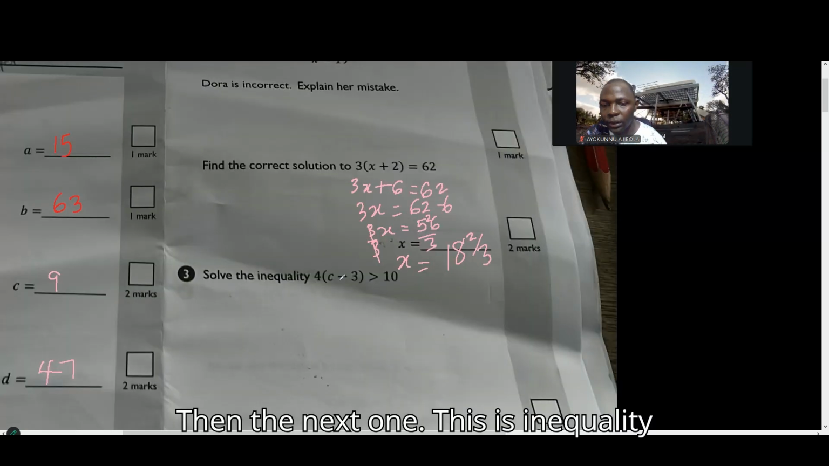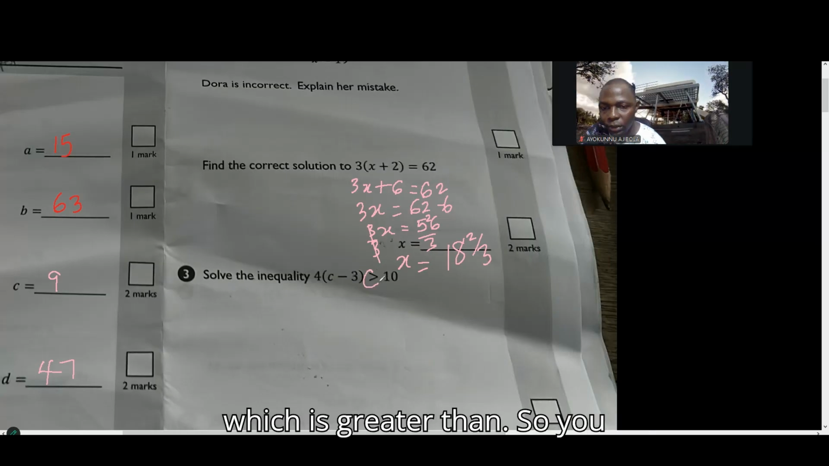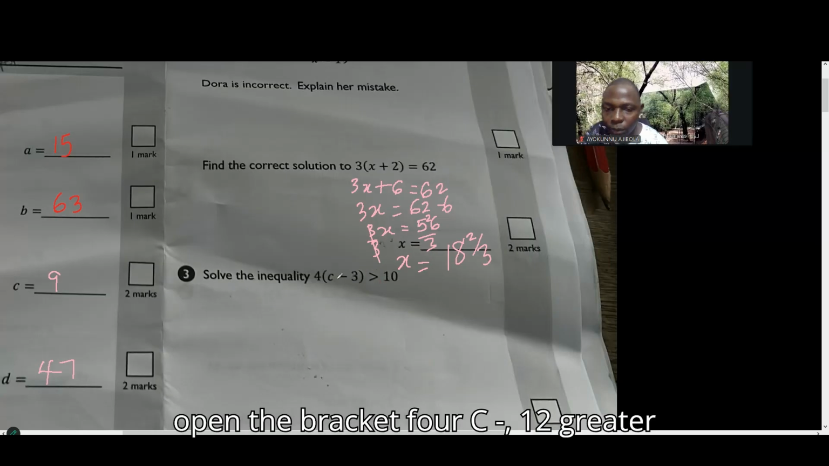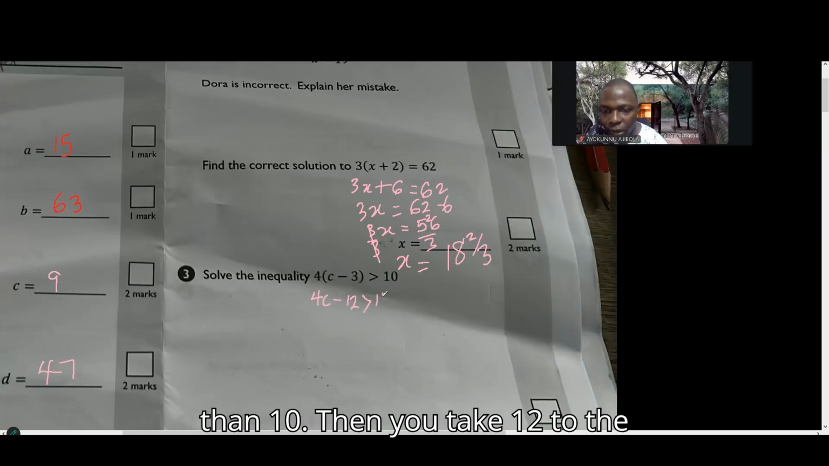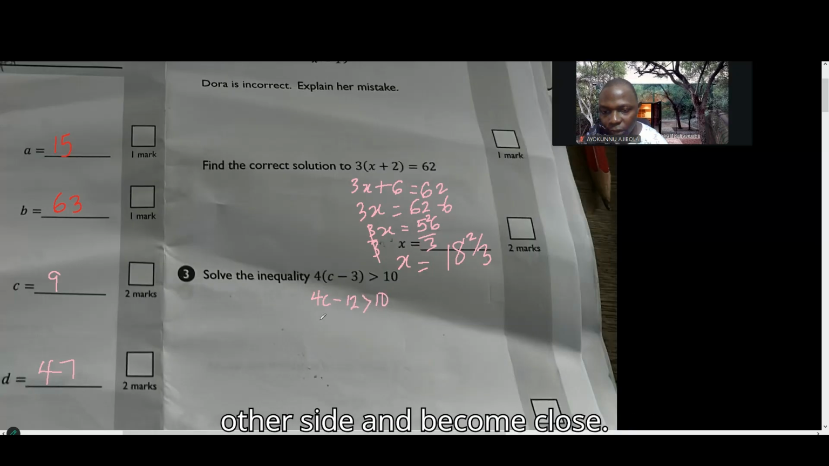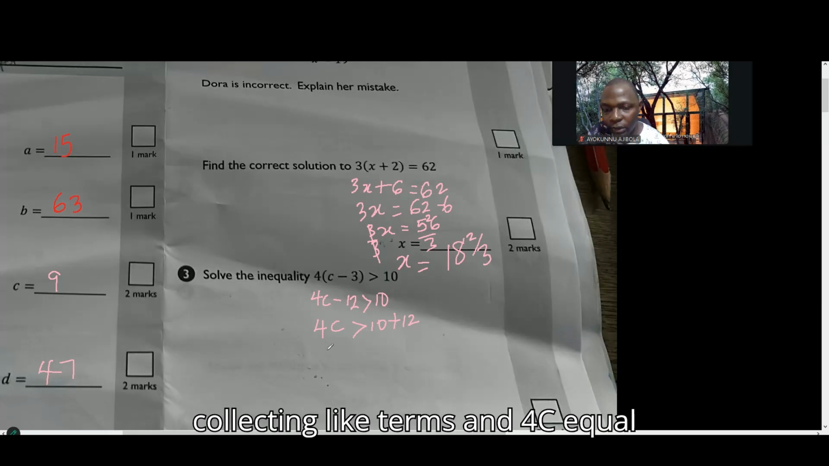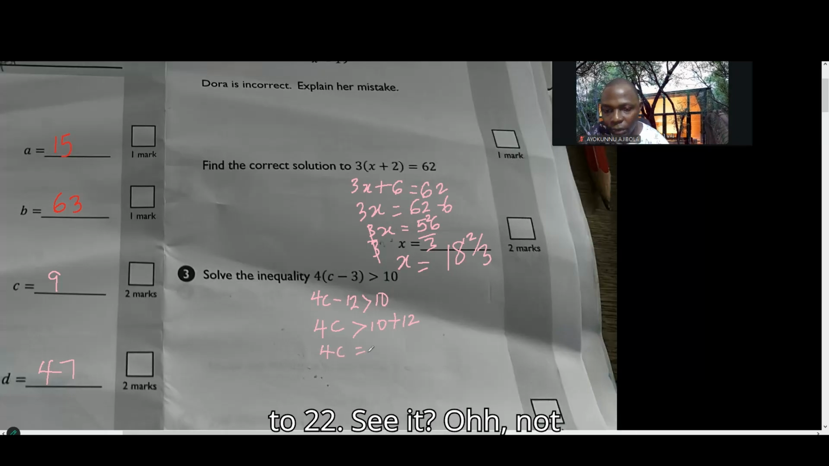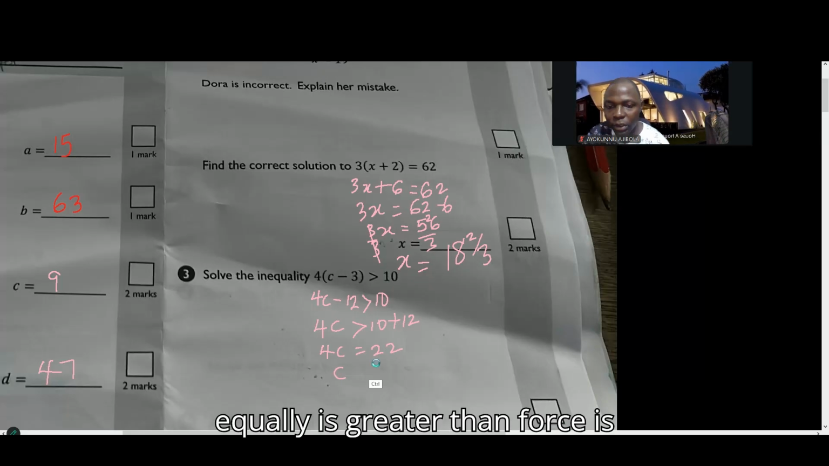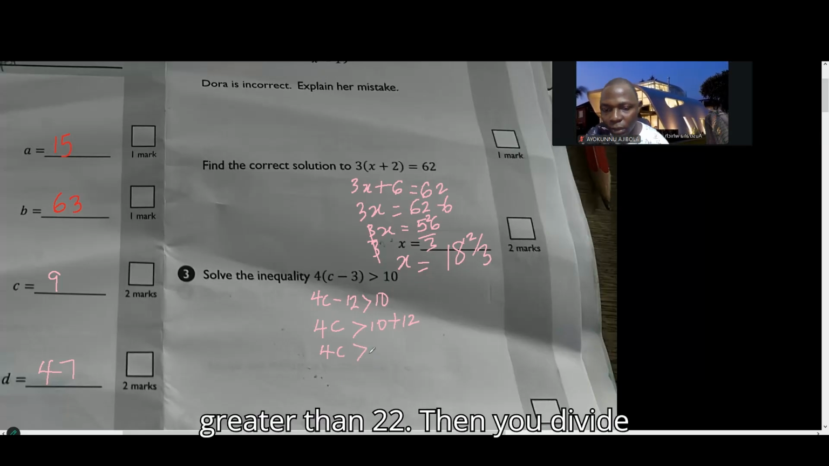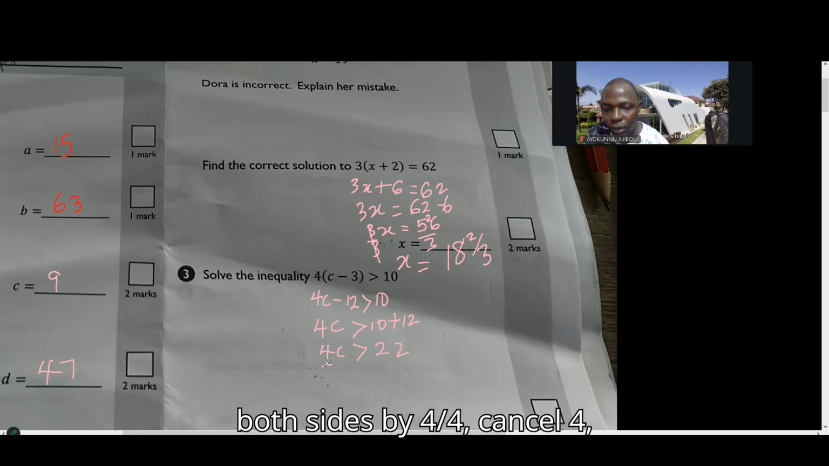Then the next one, this is an inequality, which is greater than. So you open the bracket, 4c minus 12 greater than 10. Then you take 12 to the other side. It becomes plus. That is 10 plus 12. That's collecting like terms. And 4c equal to 22. It's not equal to, it's greater than. 4c greater than 22. Then you divide both sides by 4.